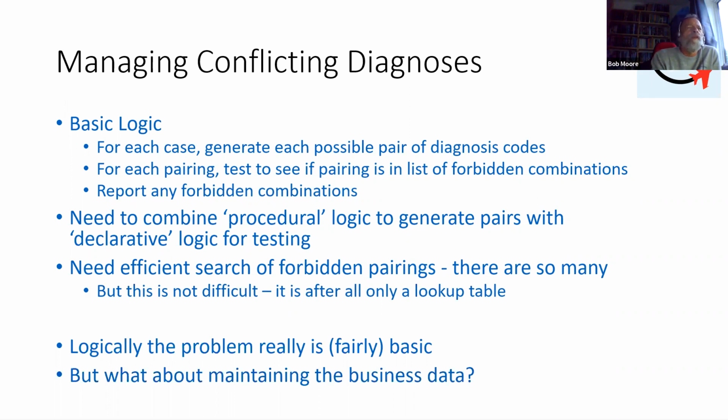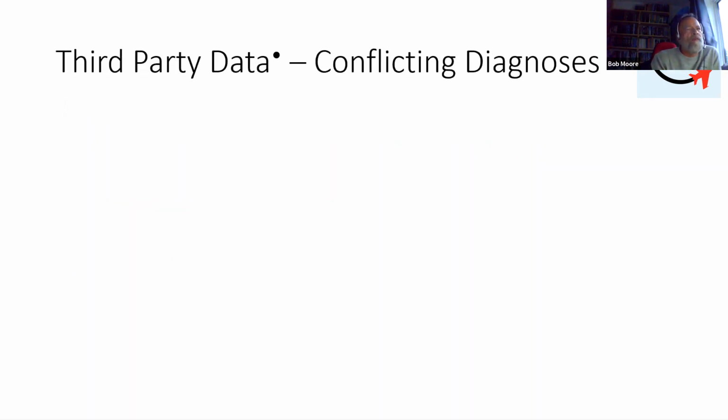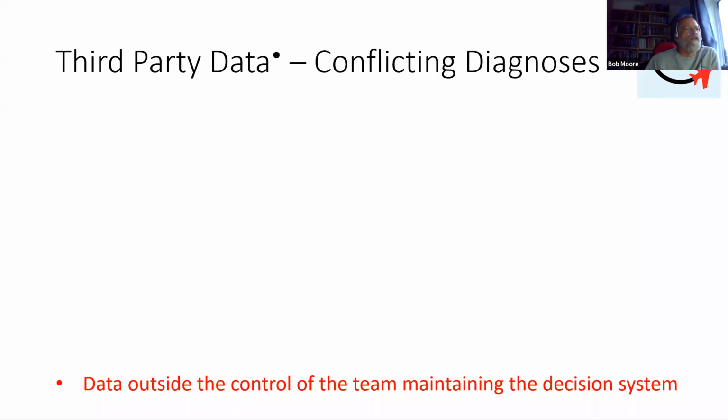And this leads us on to the idea that when we're building decision services and we have this business data, we may be dealing with third-party data. And third-party in this situation is really just data which is outside the control of the team who are maintaining the decision system. It belongs either to the enterprise generally and is shared across the enterprise, so the decision system team don't own it themselves, or it may be something which actually comes from a completely external environment, so it's imposed by some regulatory body.